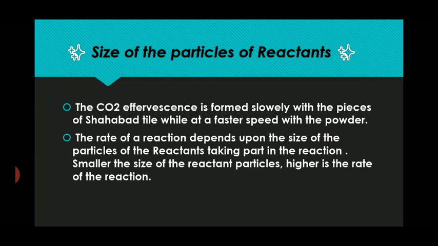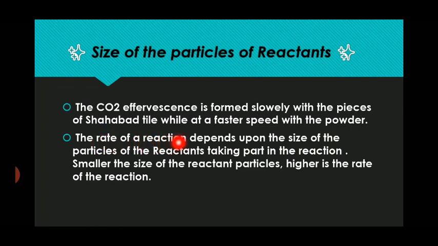So carbon dioxide effervescence is formed slowly with a piece of Shahabad tile, while at a faster speed with the powder. So here the carbon dioxide effervescence in the Shahabad tile is less, it is slow, but in powder form it is at a faster speed. So what is our conclusion?